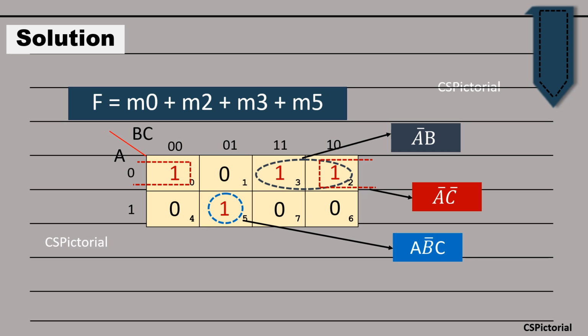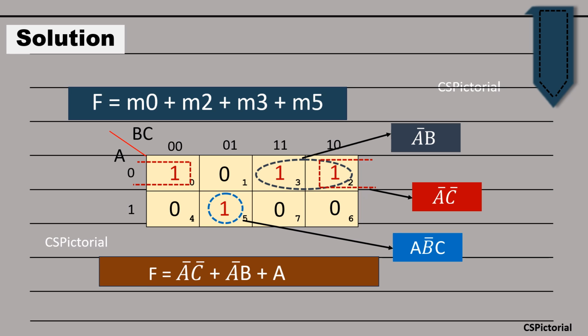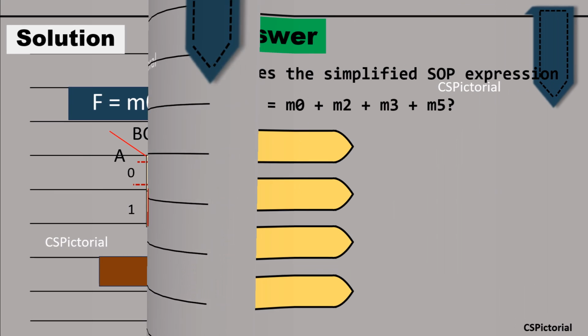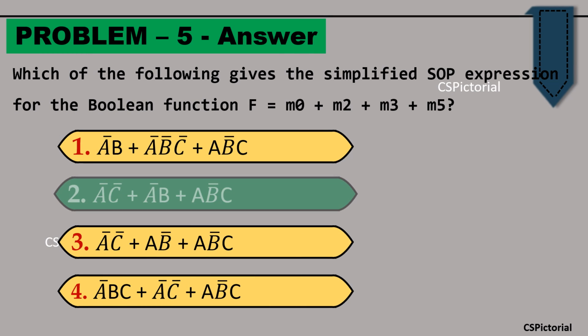Thereby, the final simplified expression is written as F equal to A bar C bar plus A bar B plus A B bar C. The answer for this problem is option 2, A bar C bar plus A bar B plus A B bar C.